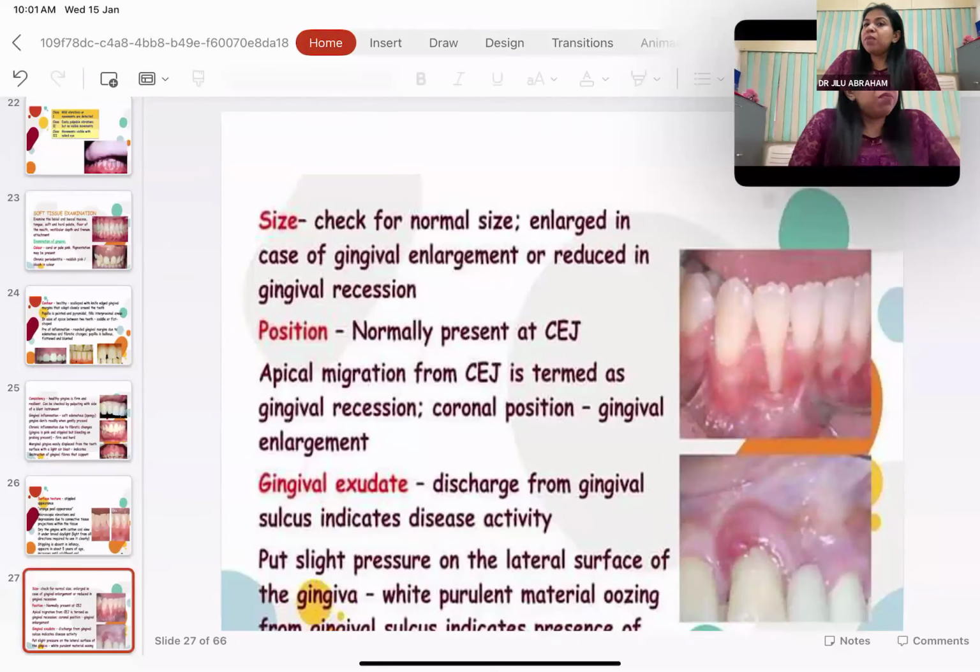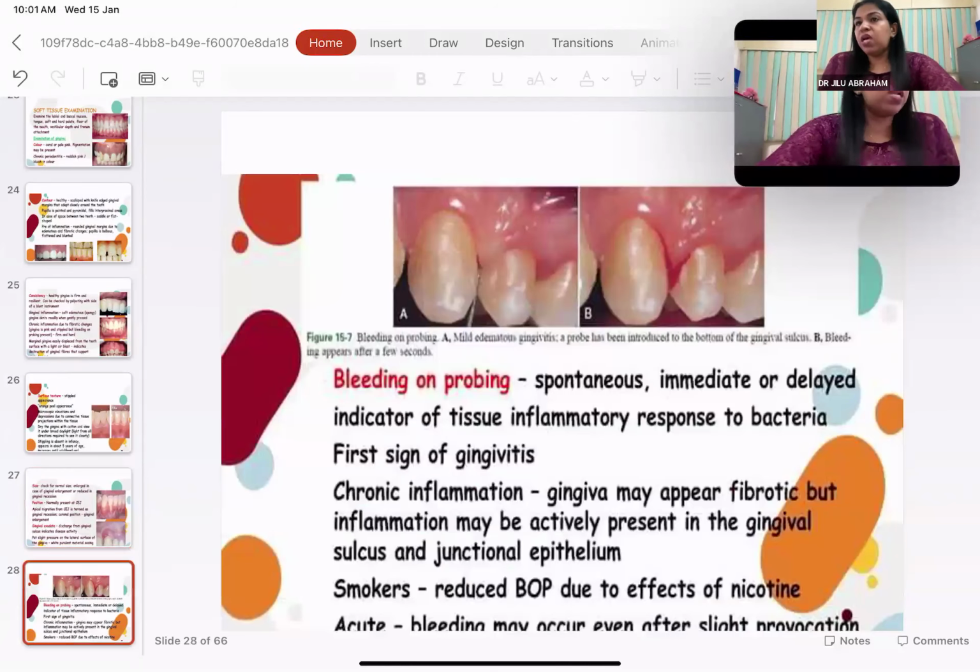And the position is a very important part. Normally the position of gingiva is at the level of the CEJ. But in case of recession, it is more apical, and in case of enlargement, it will be more coronally placed. And next is the gingival exudate, which we have to check by applying lateral pressure from the apical portion towards the coronal area. The gingival exudate is an inflammatory exudate, most commonly because of inflammation. We apply slight pressure on the lateral surface of the gingiva, and we can see white purulent material oozing out. That is the gingival exudate, and we have to record whether it is present or not.